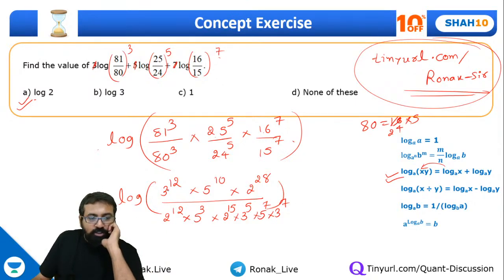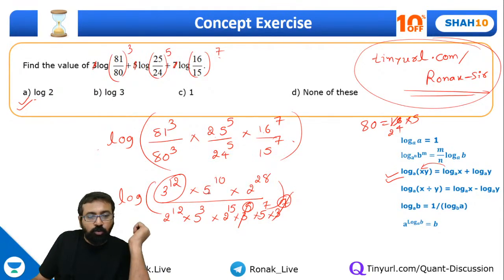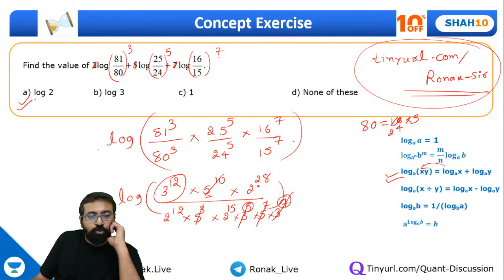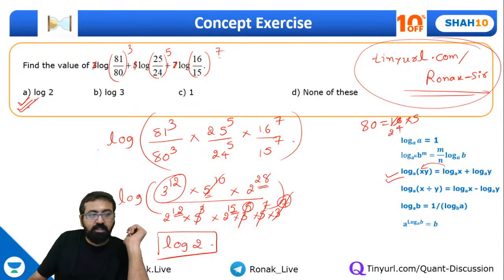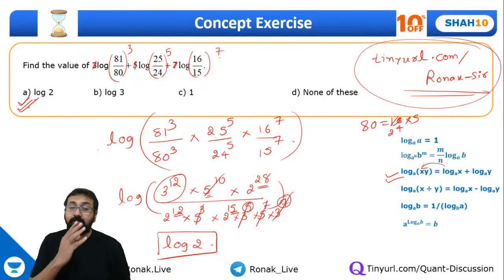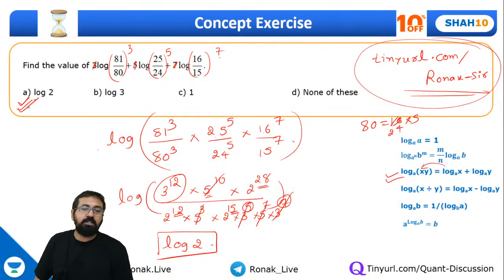So now what is the total power of 3 over here? 3 raised to 12. And what is the total power of 3 in the denominator? 7 plus 5, 12. Got cancelled off. Same way, total power of 5 is 10; 3 plus 7, 10. Got cancelled off. Total power of 2 is 28; 15 plus 12, 27. So we'll be left with log 2. Yes or no? Everyone? So it has something to do with prime factorization. This is how you should have solved the question.